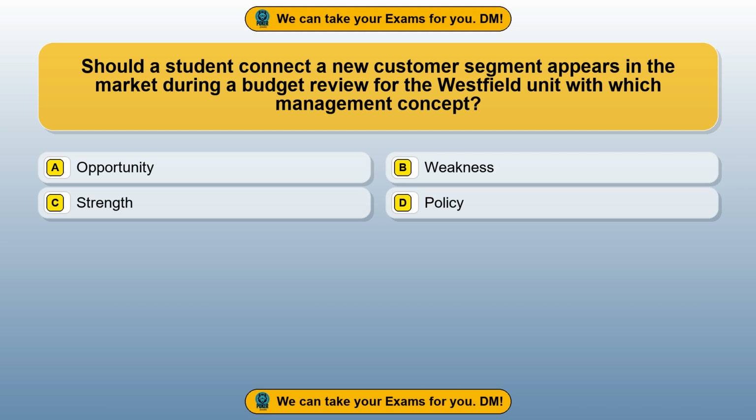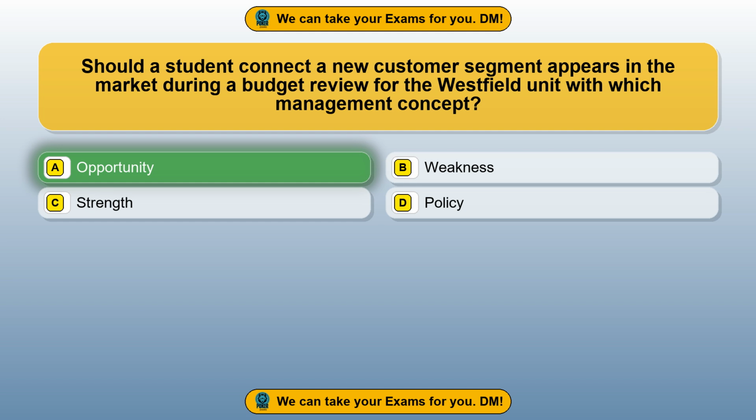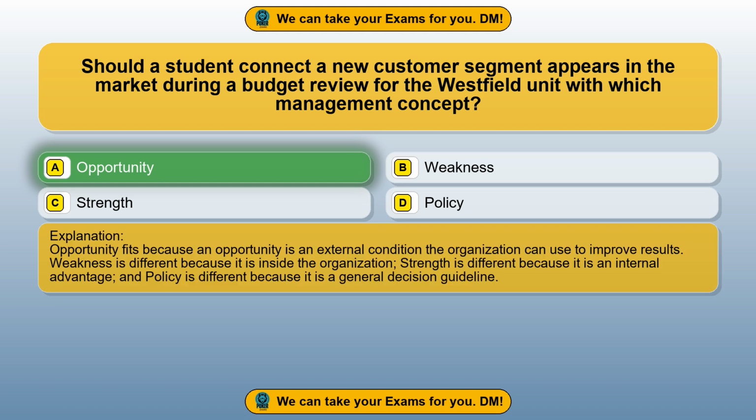Option A, opportunity. Option B, weakness. Option C, strength. Option D, policy. The correct answer is option A, opportunity. Opportunity fits because an opportunity is an external condition the organization can use to improve results.